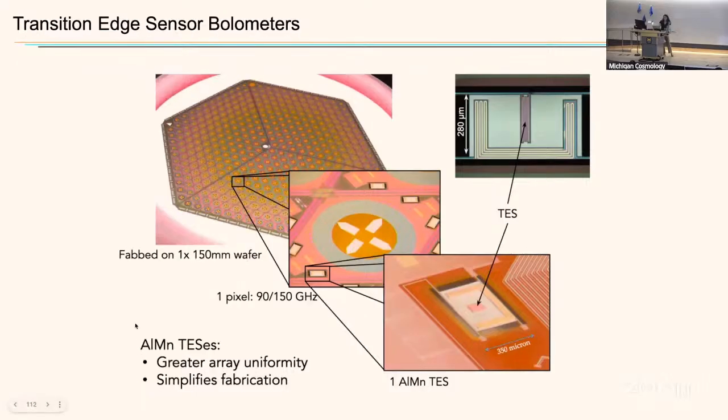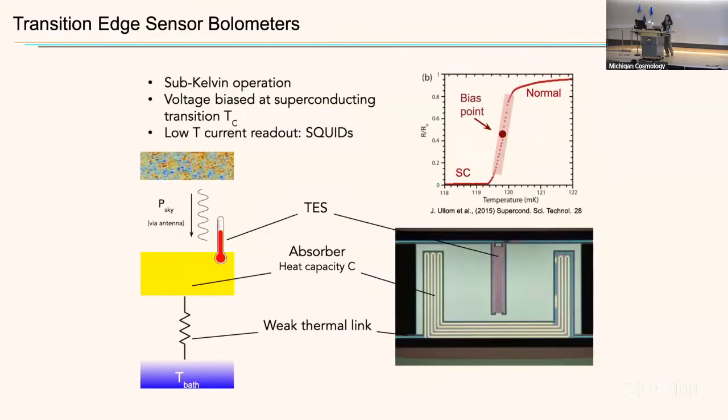Aluminum manganese is one of the materials we use for TESs. You can use a variety of materials. These material choices are driven by how simple it is to manufacture these arrays, the critical temperature of the superconductor, other characteristics about its resistivity, and the way that you're going to be using these when you're operating them on the sky. They'll have different properties. So this is what that looks like.